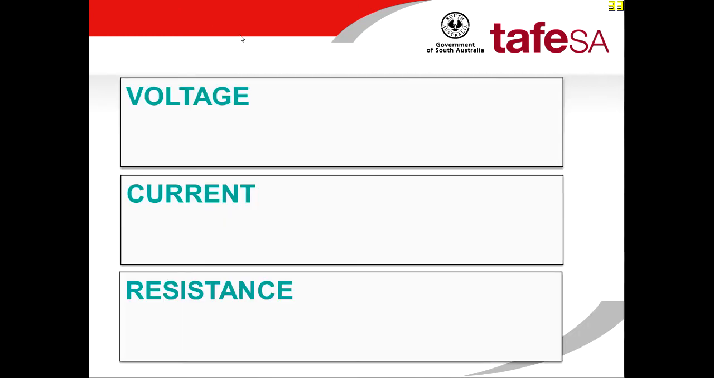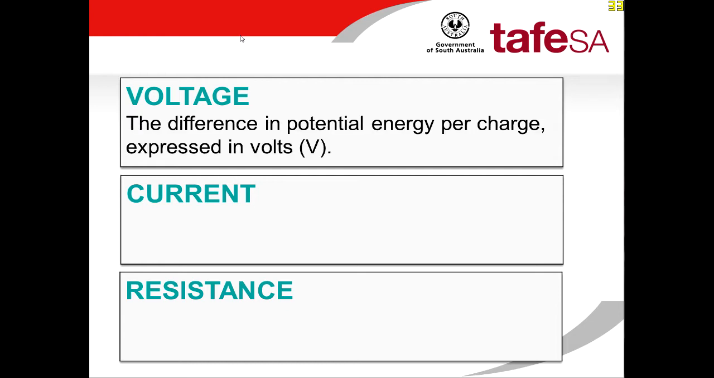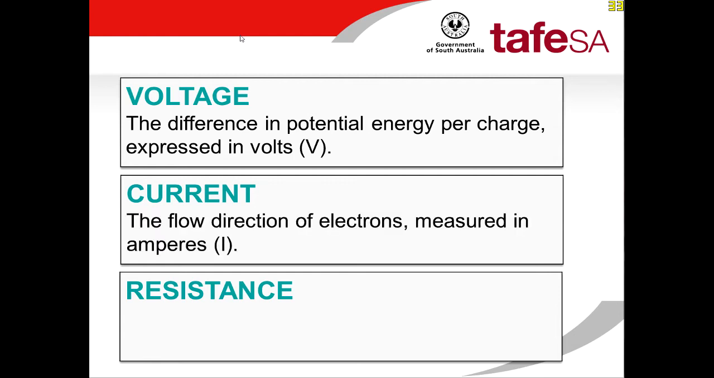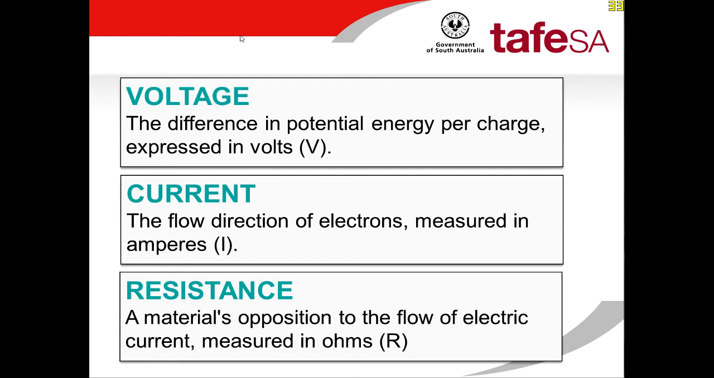Now it's time to look at what the definition of these words mean. Voltage is the difference in potential energy per charge expressed in volts. Current is the flow of direction of electron measured in amps. Resistance is a material's opposition to the flow of electric current measured in ohms.